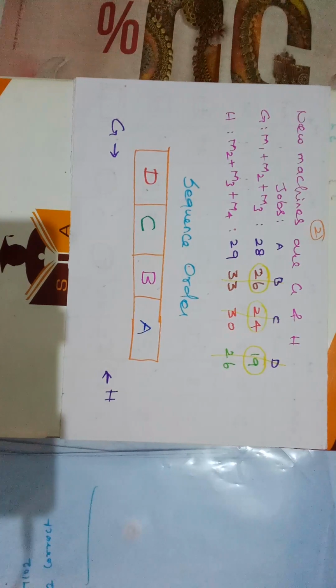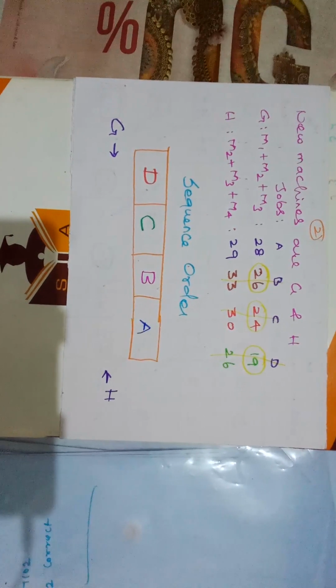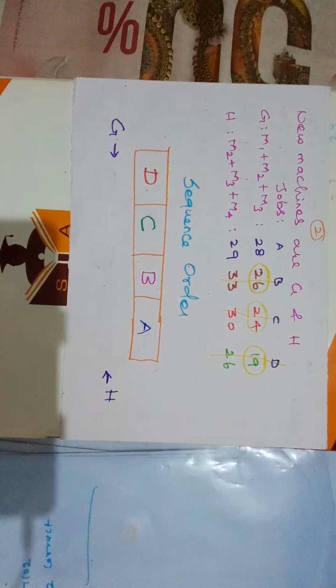The new machines are called G and H. What do we mean by G? The combination of the first three machines M1, M2, M3. And H is the last three, M2 plus M3 plus M4. I am making new machines G and H from M1, M2, M3, M4. So the values are 28, 29, 26, 33 for G and 24, 30, 19, 26 for H. Among the two machines G and H, I am going to select the least value.